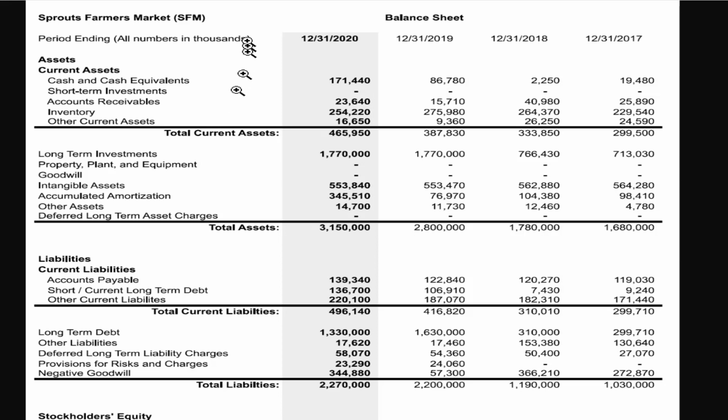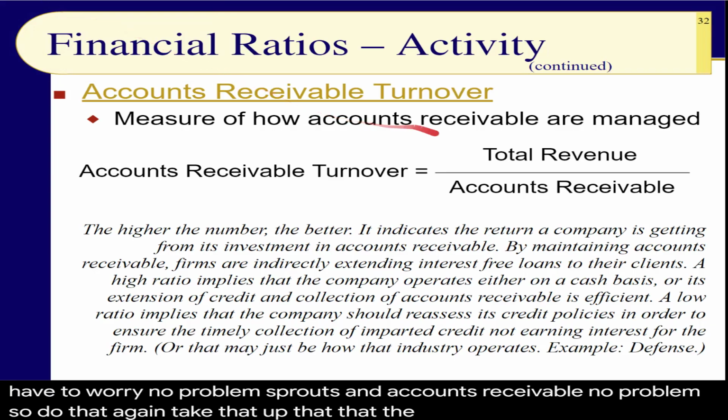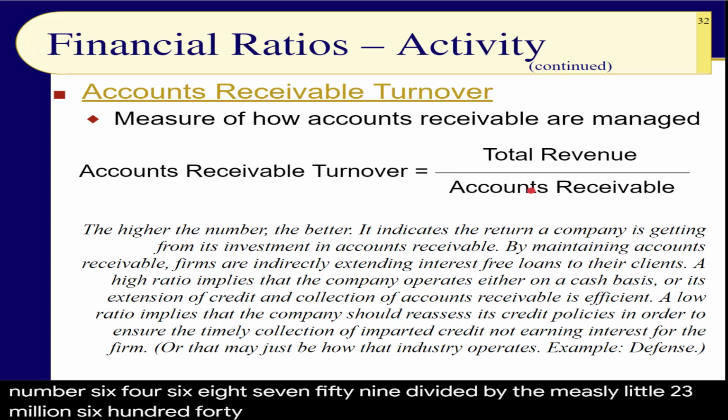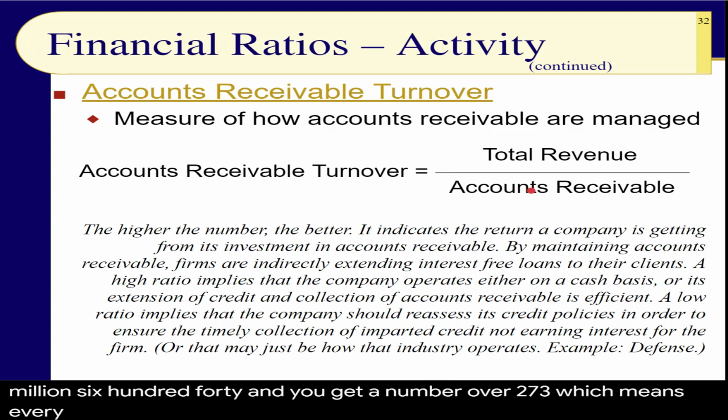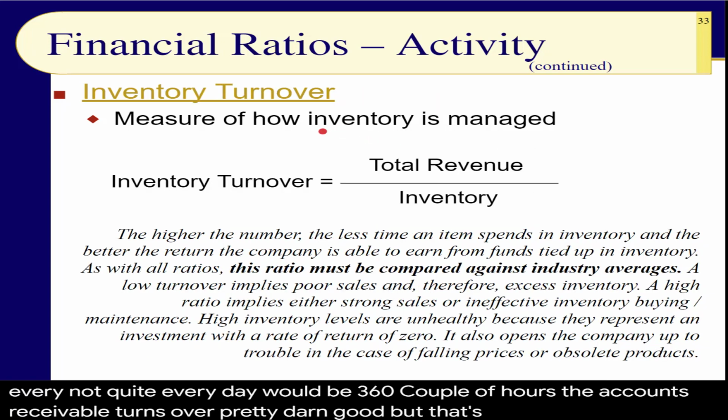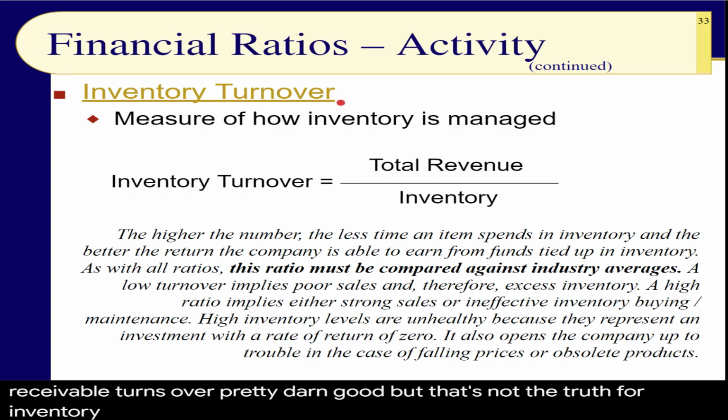So do that again. Take the total revenue, that 6 billion number, 6,468,759, divided by the measly little 23,640,000, and you get a number over 273, which means every, not quite every day would be 365, right? So a day and a couple of hours, the accounts receivable turns over. Pretty darn good. But that's not the truth for inventory.